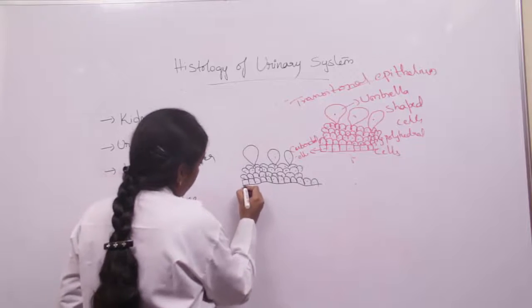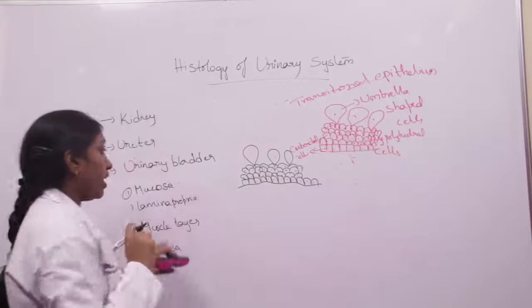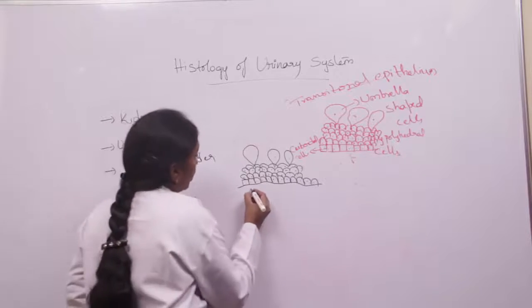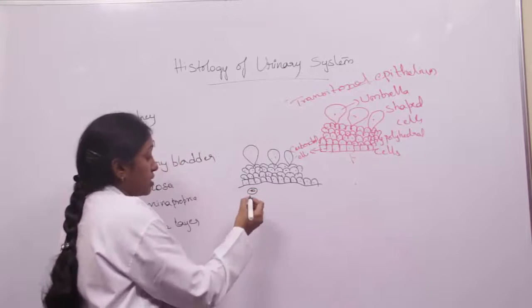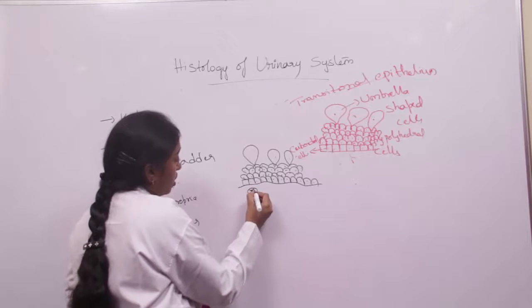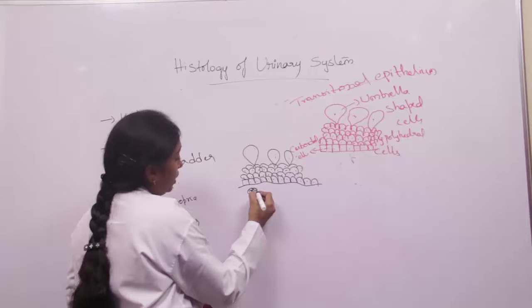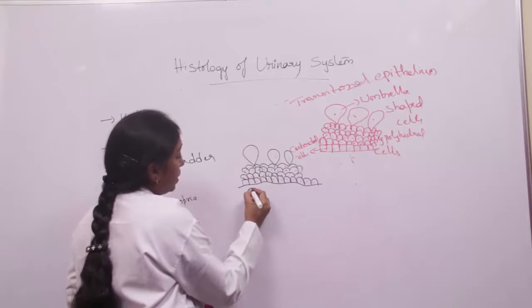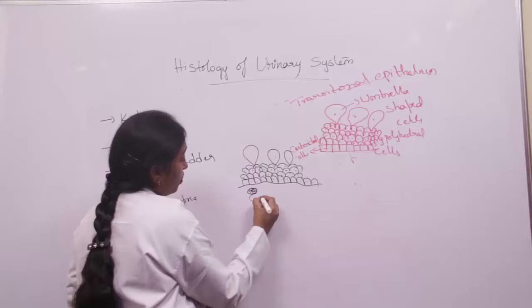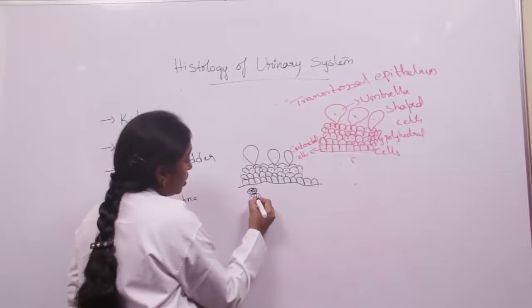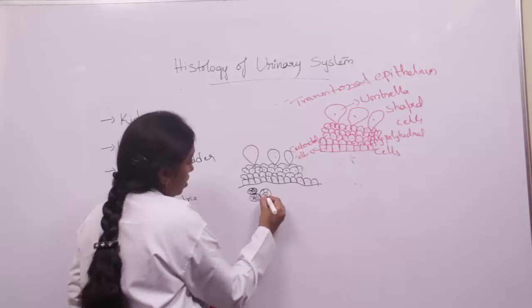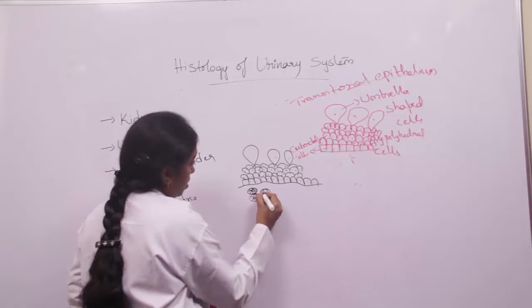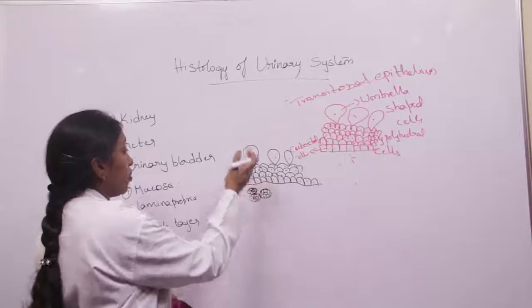And in the lamina propria, below the transitional epithelium, you will be able to see mucous acini. We know the structure of mucous acini, which consists of cuboidal cells with flattened nucleus at the base, and the remaining part of the cell consists of more number of mucigen granules. The mucous glands open into the mucosa.